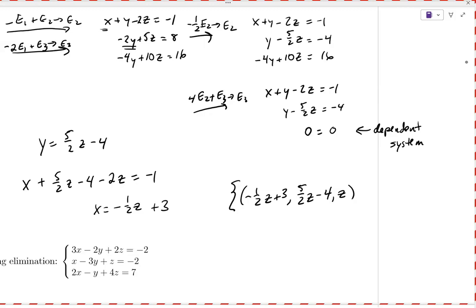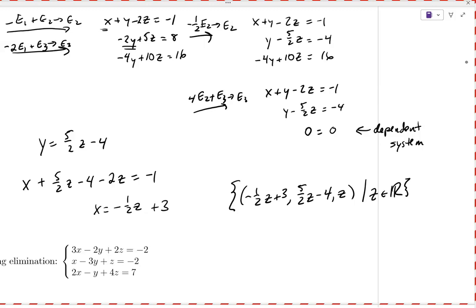So z being whatever we want, the y has to be 5/2 z minus 4. The x has to be negative 1/2 z plus 3. We get to pick whatever we want for the z, right? So that's when we write that set builder notation. That z can be any real number. And that's telling us that we have infinitely many solutions. So again, we pick what we want for z, and then we know what x and y are. That's what that dependent part means, right? The x and the y depend on the z.